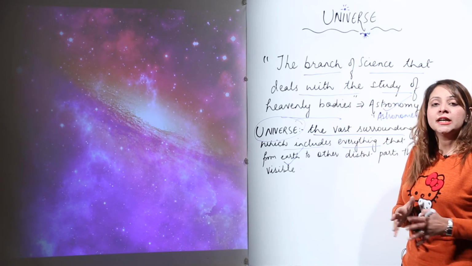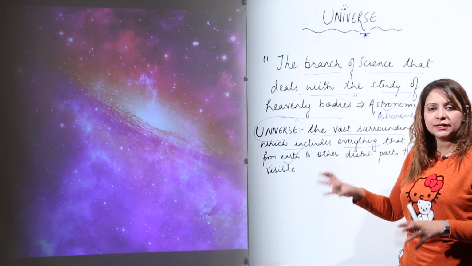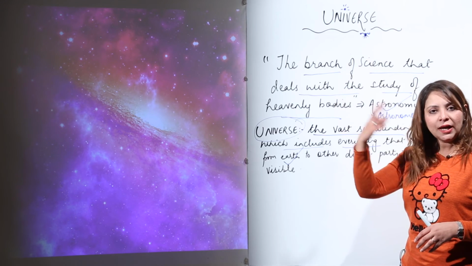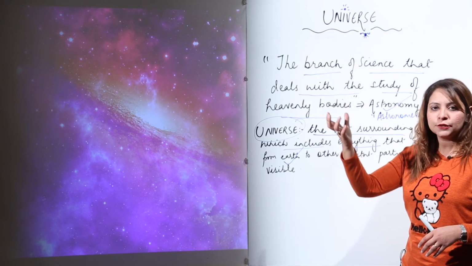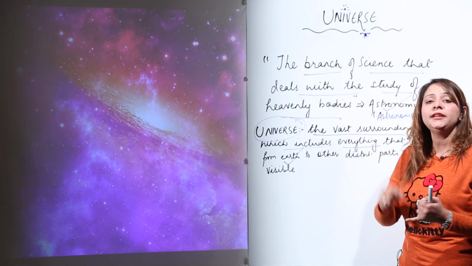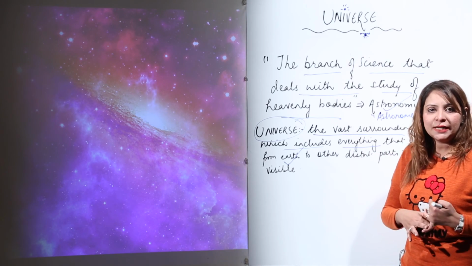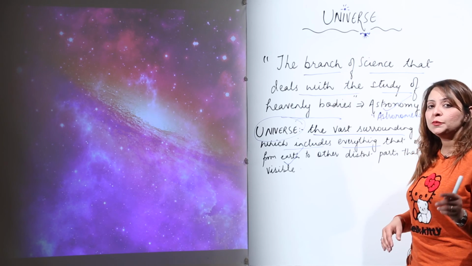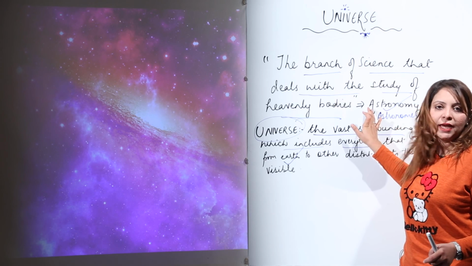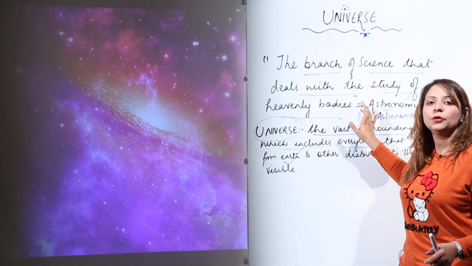So I think you got it, that the universe is a vast surrounding space which includes everything that we can see, like when we are standing on earth, we can see it, and we can visualize many other things from there. So this is all about the universe, and the people who are making us aware about all the heavenly bodies that exist are called astronomers, and the science that deals with it is called astronomy, right? So we are going to start with other details about the heavenly bodies.